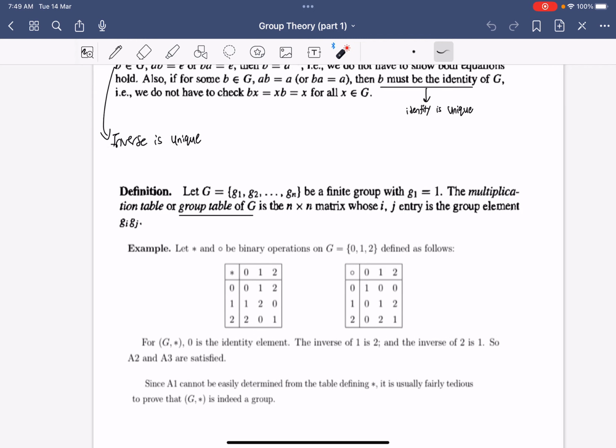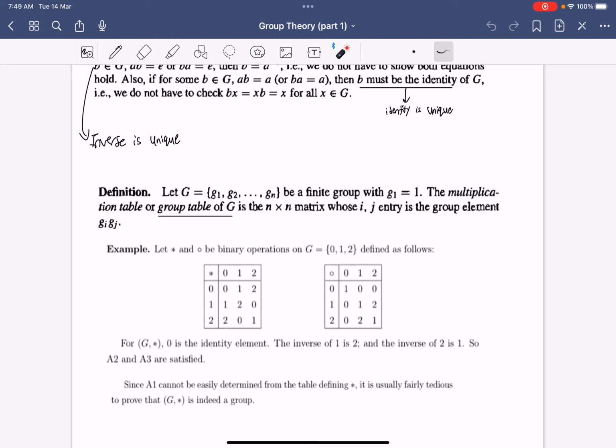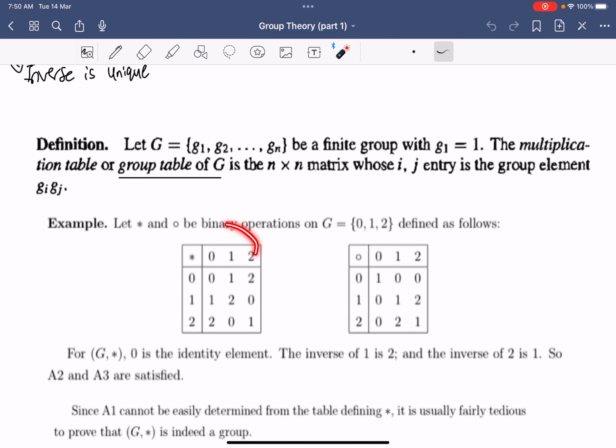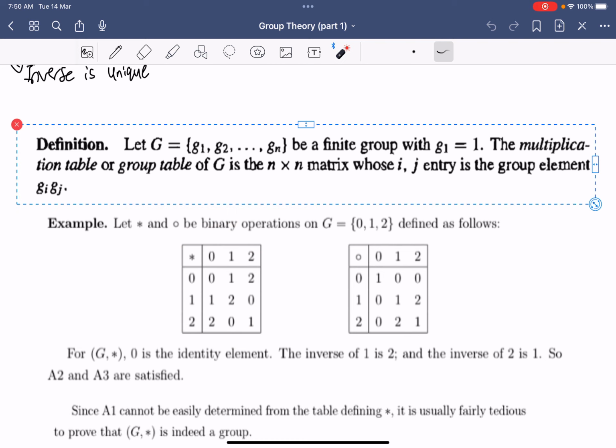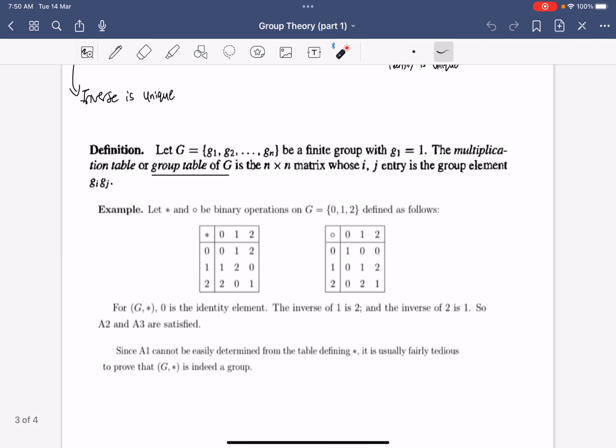Next, we can then define a group via a group table. Like, because we can define a binary operation via a table, we can similarly define a finite group using a group table, as we call it. So this group table is basically just our binary operation, but it must satisfy the properties of having inverse and identity and associativity.